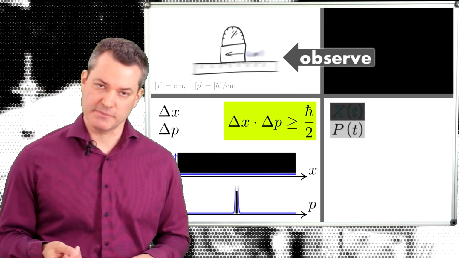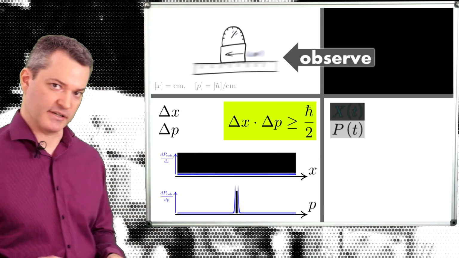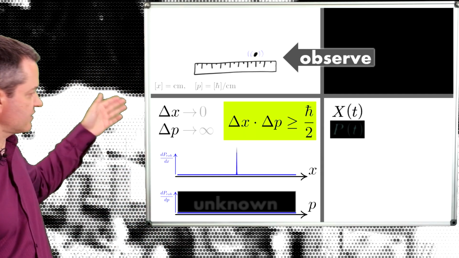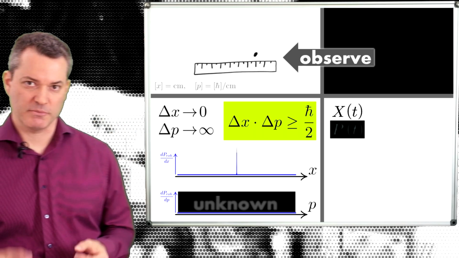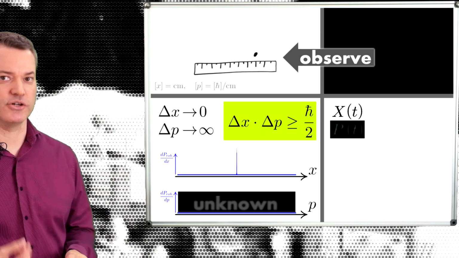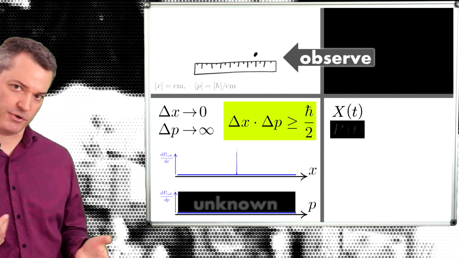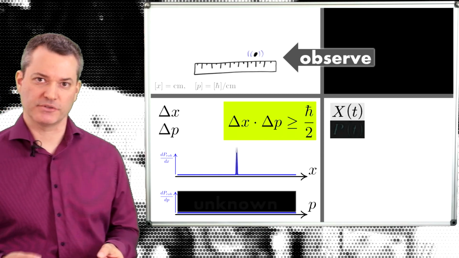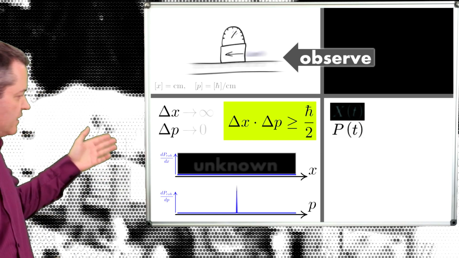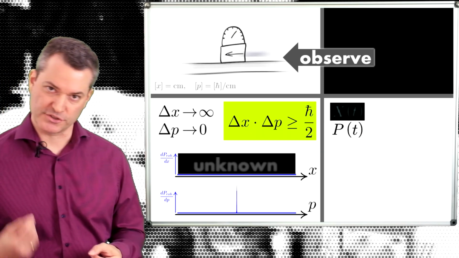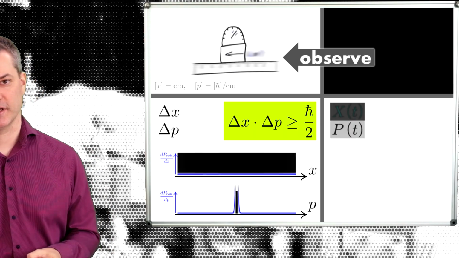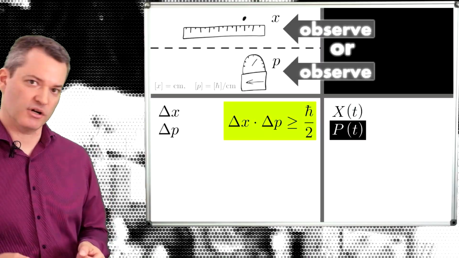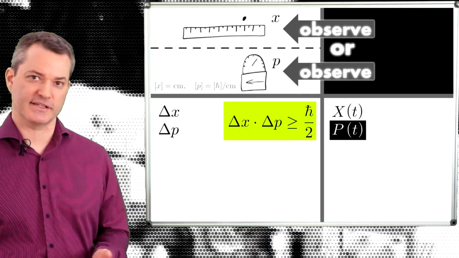Going to the extremes, we can still imagine the uncertainty delta x of the position to go to 0. But then the momentum will be completely unknown. Vice versa, we could in principle reduce the uncertainty delta p of the momentum to 0, but then the position will be completely unknown. Whatever we do, we can only ever know one of x or p precisely.